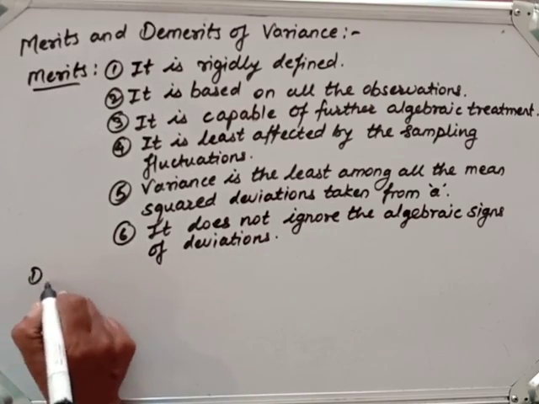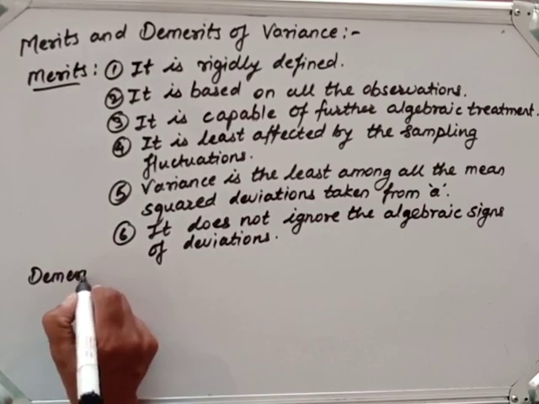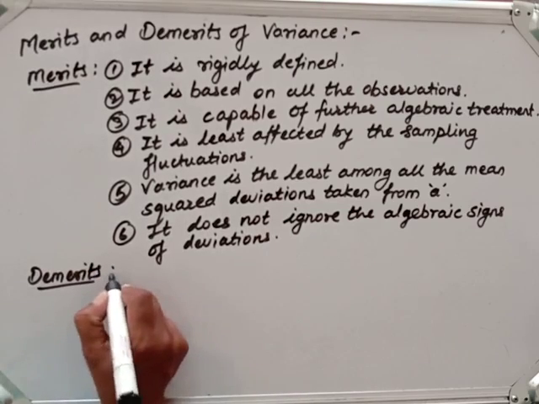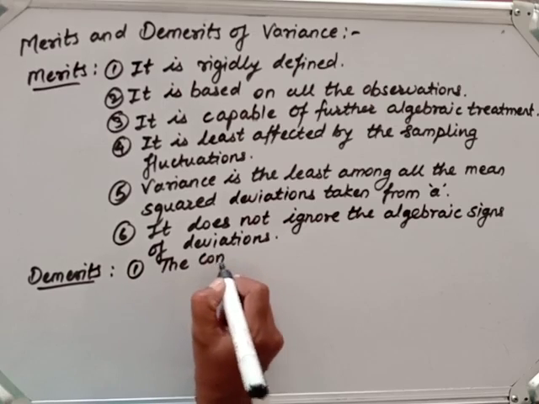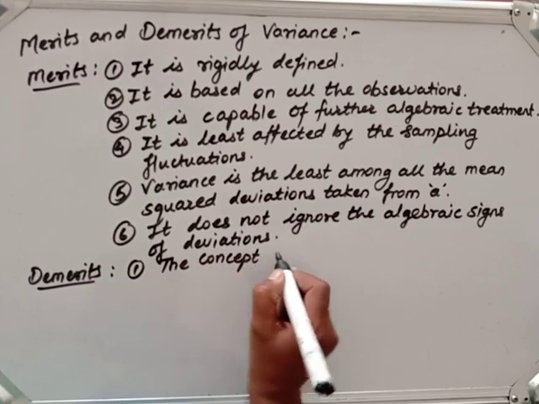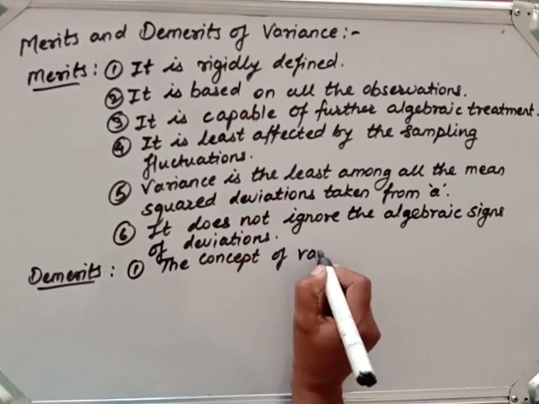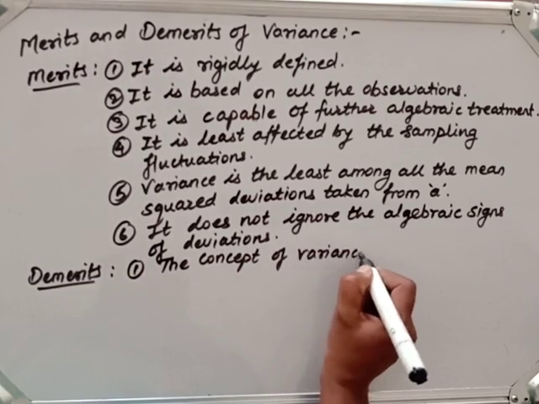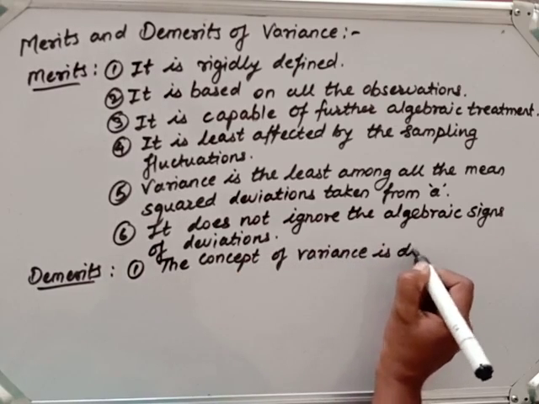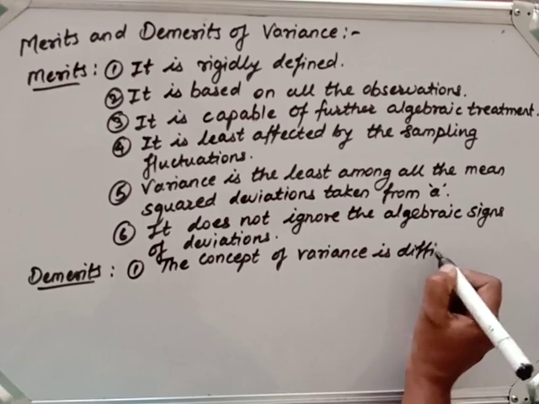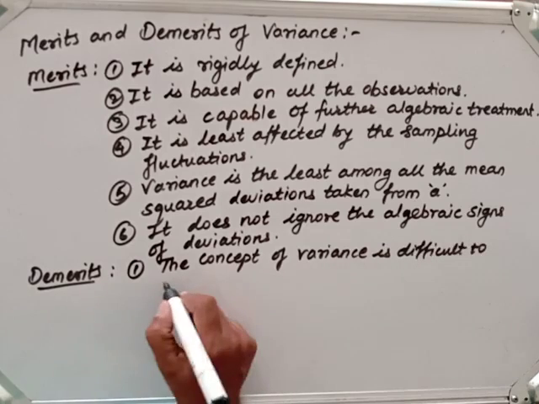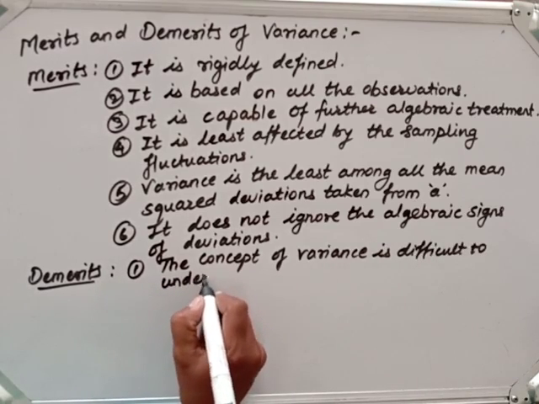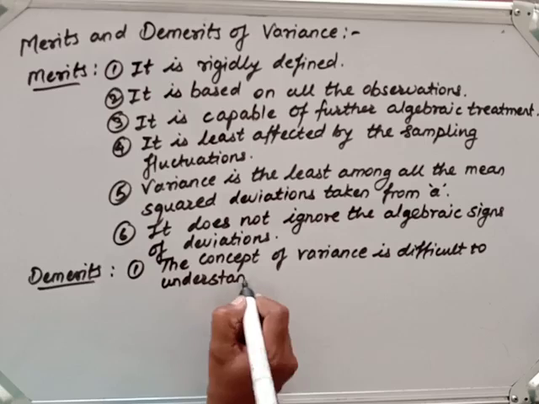Now, demerits. What are the demerits? Obviously, some demerits are there. So the first one, the concept of variance is difficult to understand. If you get it, then it is very easy. Otherwise, it is difficult to understand practically. Theoretically, it is very easy.